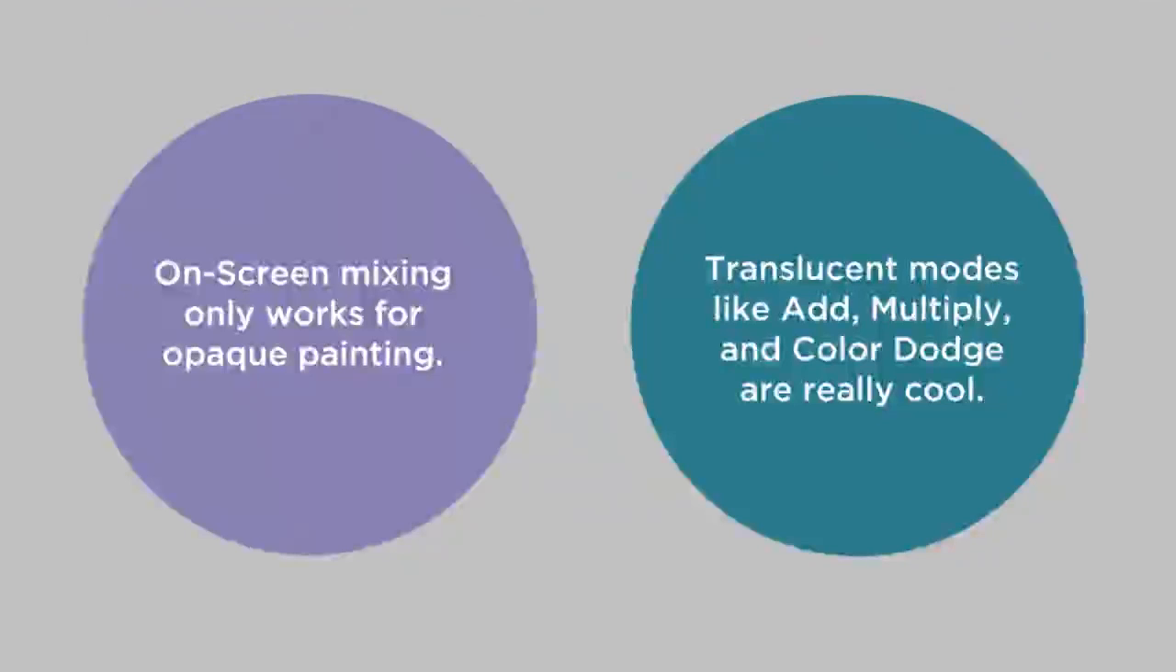So we're left with a conflict. On one hand, we can say that on-screen mixing only works for opaque painting, and we like mixing, so maybe that suggests an opaque-only workflow. But then on the other hand, I can say that translucent modes like add, multiply, and color dodge are really cool, so maybe we shouldn't work with opaques at all.